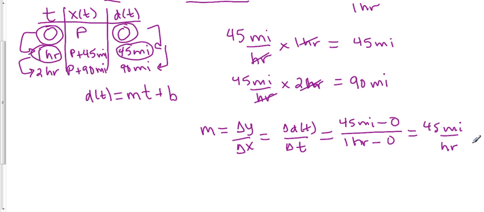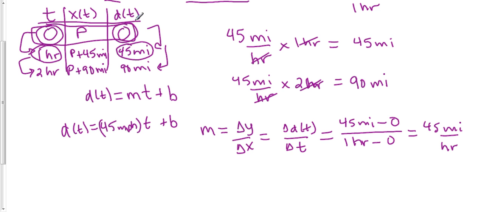So I've got my m. Now I need to find my b. So let's just update our equation here, and we have d of t is equal to 45 mph for the moment, times t plus b. And we need to remember that b is the y-intercept, or the d of t intercept. So I'm going to take my values for t equal to 0 up here and substitute them in and figure out what b is going to be.